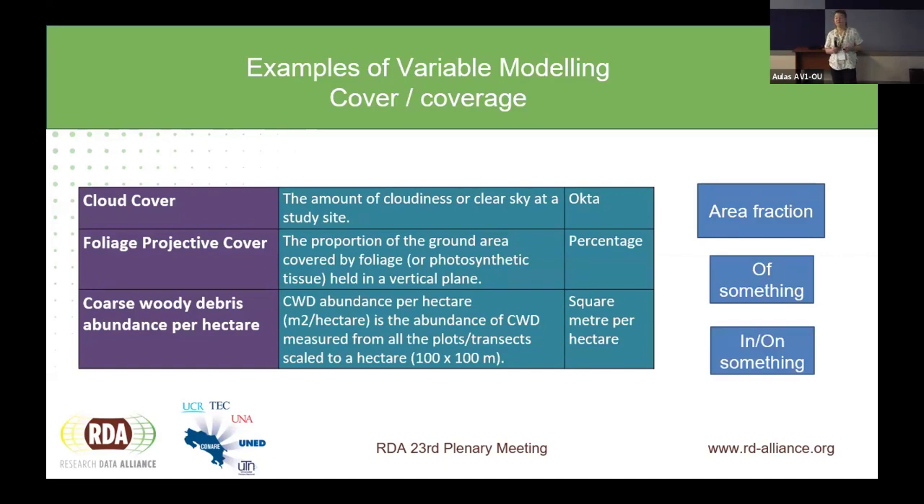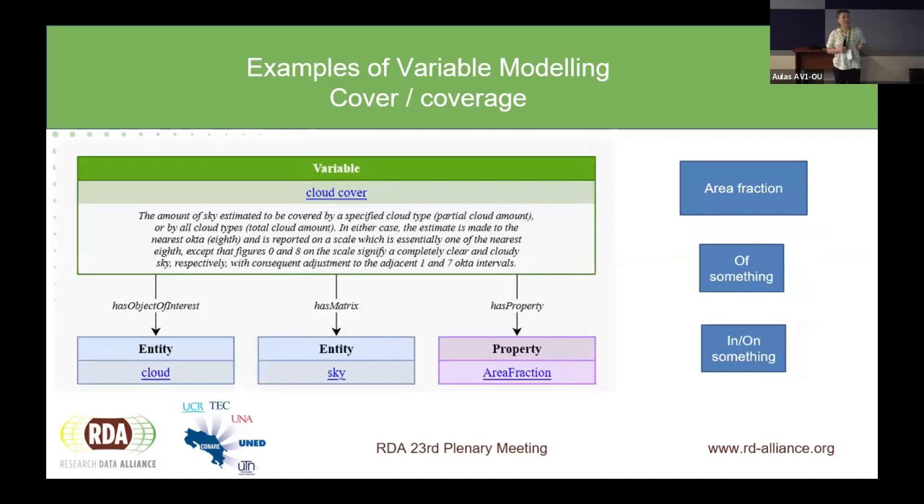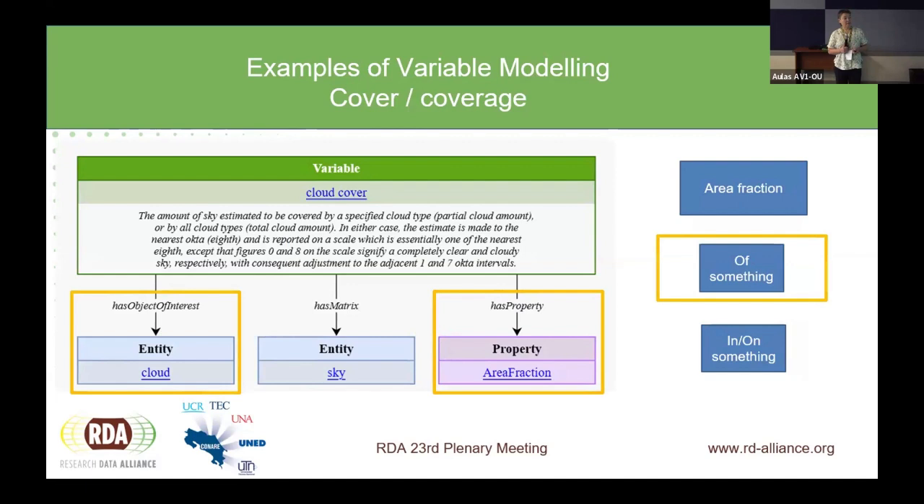Content of something that is contained in or on something. And this is when we model that using the IADOPT framework. Obviously, area fraction is a property, and it can be easily found in some vocabularies of lists of properties. The "of something" is the cloud as an object, and "in or on something" is the sky. So, the cloud in the sky: area fraction of cloud in the sky, and the expression is in octa.